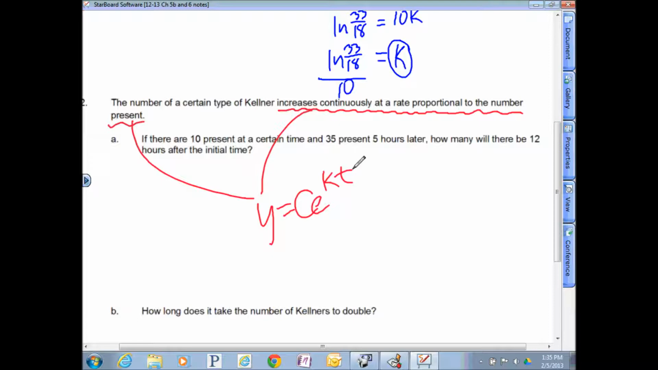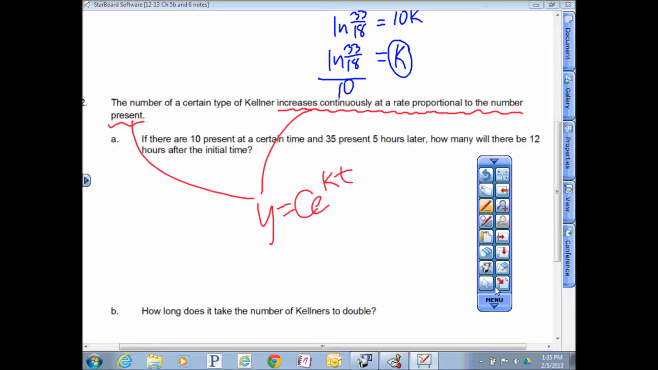In part B, I'm not worried about either, but what scares me on a problem like number 2 is that language: increases continuously at a rate proportional to the number present. Get used to that, internalize that. We will see that again.